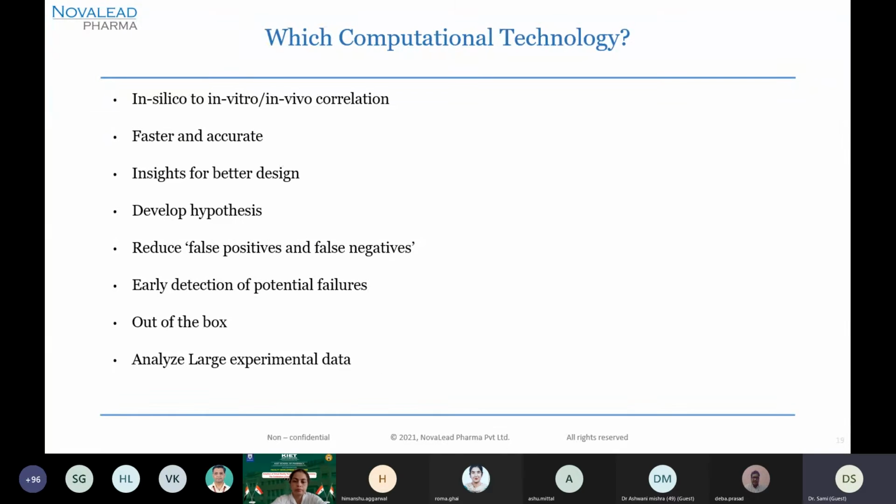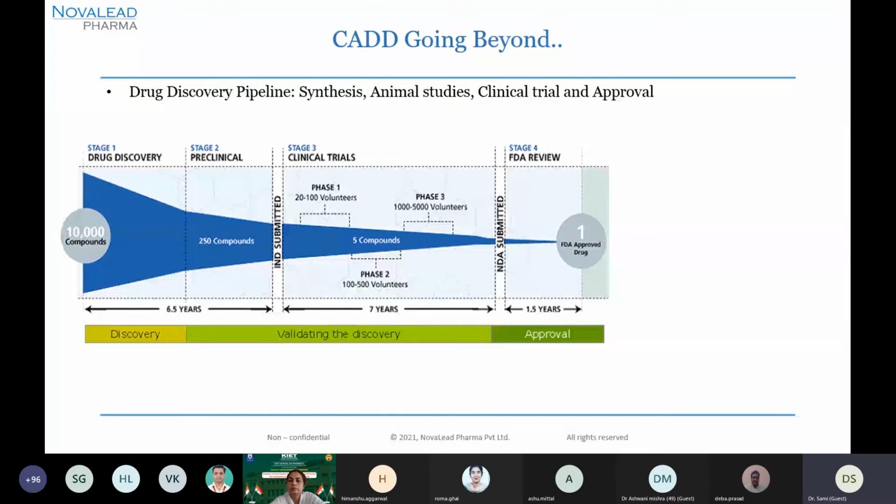I told you what to use where. What to use where will depend on certain parameters from the modeler's perspective. It should be fast and accurate. It should give you ideas for good design of molecules. It should try to reduce the false positives and the false negatives. That means the prediction accuracy should be high and failure should be less. This is the whole idea.